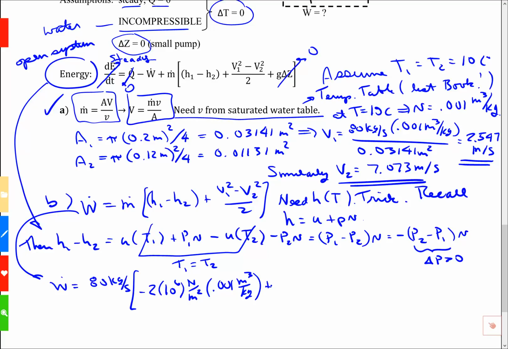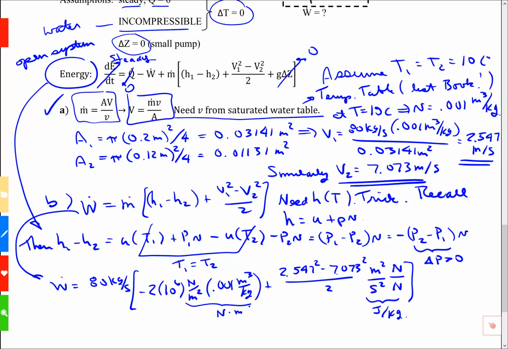Then I've got my kinetic energy terms. I've got V1 is 2.547 squared minus V2, which is 7.073 squared over 2, and the units there are meters squared per second squared. Now, earlier we did an example where we took this meters squared per second squared and multiplied by newtons over newtons, and then this converted to a joule per kilogram. And then over here meters squared goes out, and we get newton meters per kilogram, but that's the same as a joule per kilogram, so the units are okay.